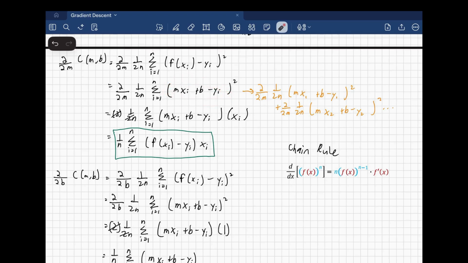Since we're differentiating with respect to m, we treat xi, b, and yi as constants. So for the derivative of m xi, since xi is a constant and we're differentiating by m, we are just left with xi. Then since b is constant, this would be 0. Y is constant, so this would be 0 as well. To simplify, we would just be left with this function.